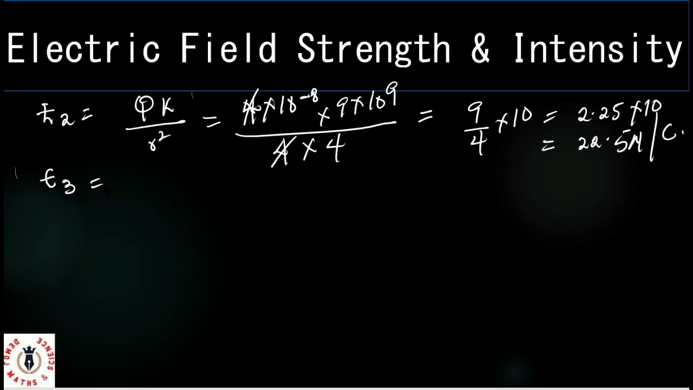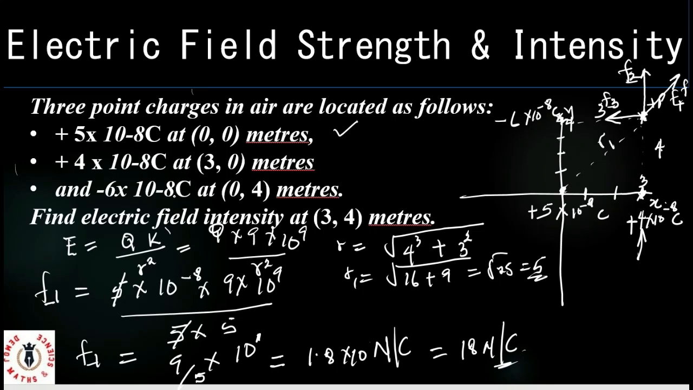Now let's take the last E. We'll calculate the last E, which will be the same thing as Q times K over R squared. Let's get back to the diagram again. My Q in this case is 6 times 10 to the power minus 8, which is what you have here. But the distance between here and the positive charge is the same thing as 3 meters. That's 3 meters.